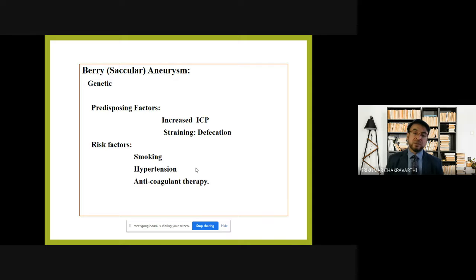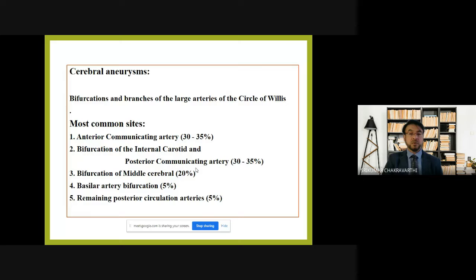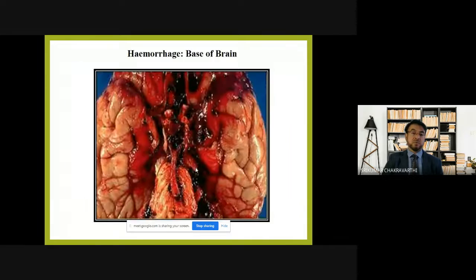Believe me, an increased intracranial pressure can occur even with something as simple as straining while passing motions. Added to these are risk factors like smoking, hypertension, and the patient being on anticoagulant therapy. These are the common sites of cerebral aneurysms, which I just explained in the previous slide. And here is a picture taken from a postmortem specimen that shows hemorrhage due to multiple aneurysms along the arterial circle of Willis. You can see clots formed here as well.